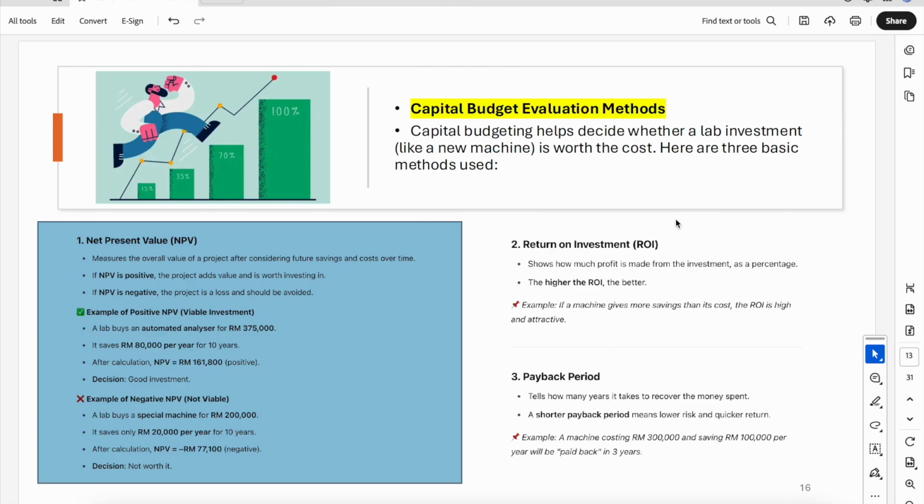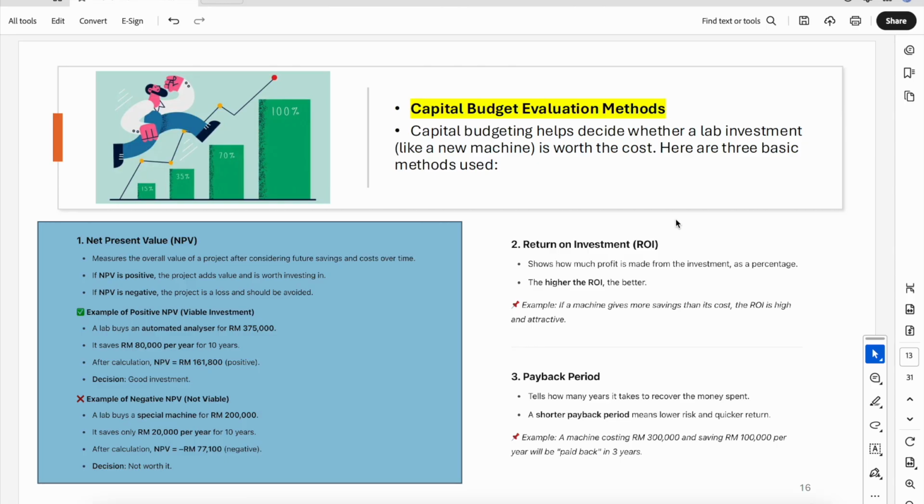If NPV is positive, the project adds value and is worth investing in. If NPV is negative, the project represents a loss and should be avoided. Let me provide 2 examples to illustrate this concept. Example of positive NPV, or viable investment.